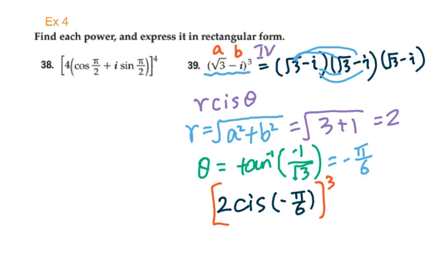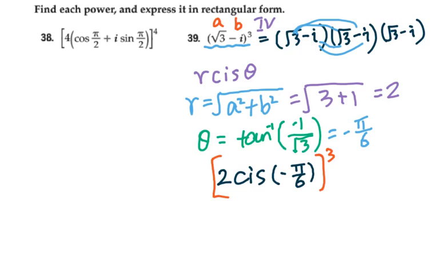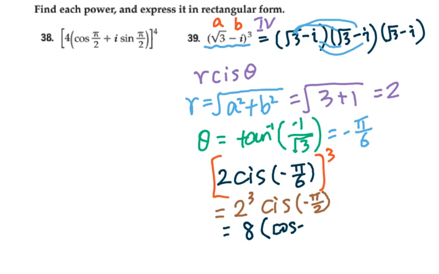Then this time we do the 3rd power. You will get 2 to the 3rd power, then cis, here you get -pi over 2. Therefore, we got 8, then we do cosine -pi over 2 plus i sine -pi over 2.